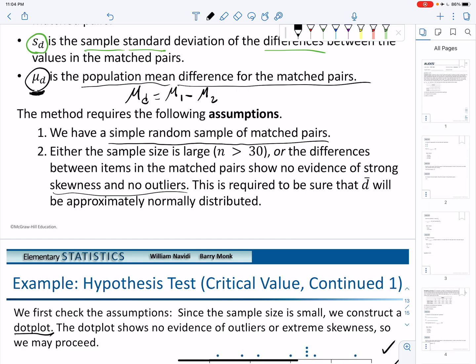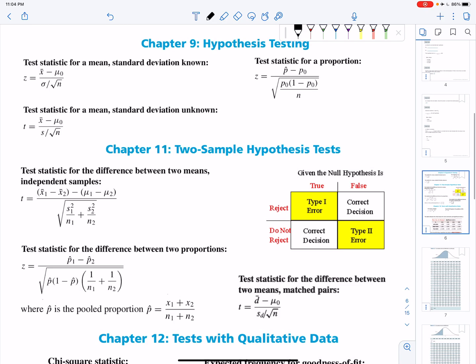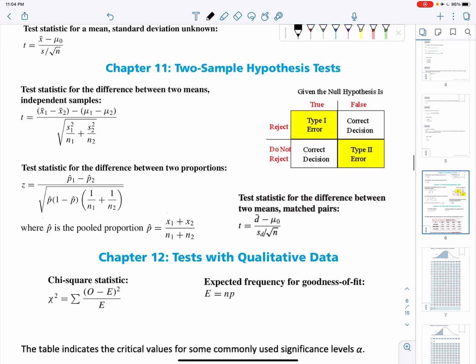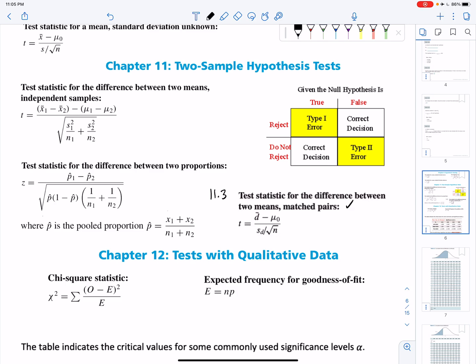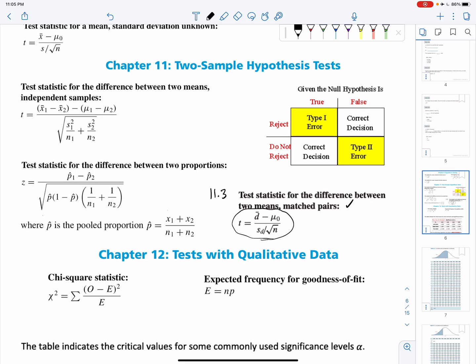Also wanted to show you that this is our formula sheet for test number 4. As you can see, it has all this great information here. This particular section we're working on is 11.3, which is a test statistic for the difference between two means, matched pairs. That's what we're doing right here. And there is our test statistic, and you can see it's a t-value. So when you see that t right there, you know that we're going to have to use the t table or t distribution. So it tells you right there. You just have to pay attention to it all.